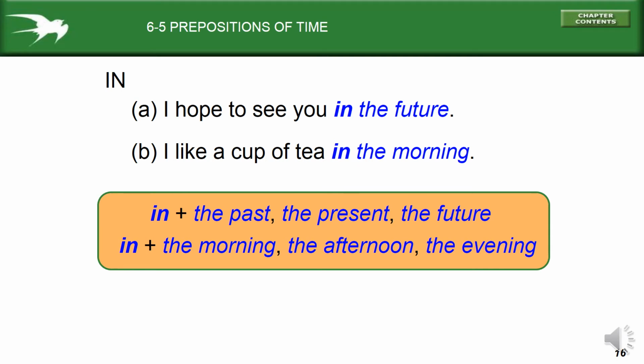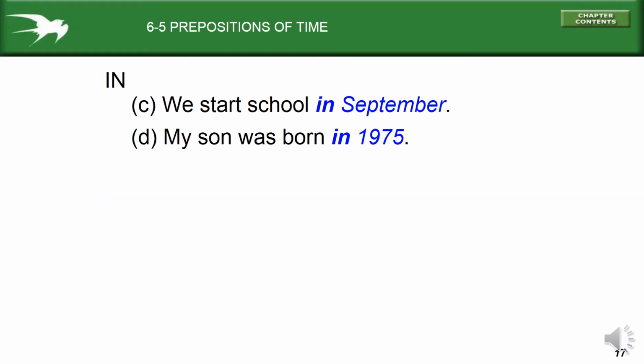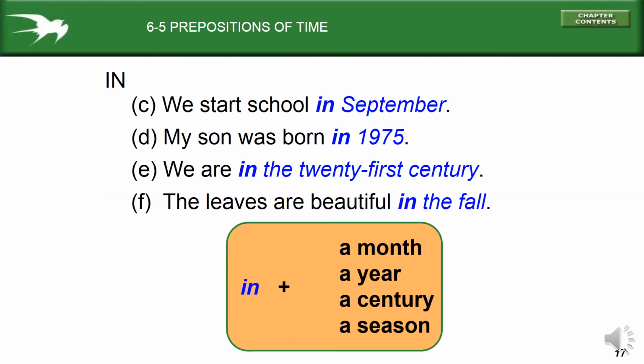So let's go to chart 6.5. Prepositions of time. We use in with the past, the present, the future, the morning, the afternoon, the evening, as you can see in A and B. So this box has to be memorized. Also, you have to memorize what is in the box here. So we have to use in with a month, like in September, in plus a year, like in 1975, in plus a century, like in the 21st century, in plus a season, like in the fall. These are to be memorized.